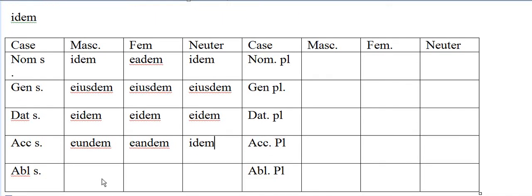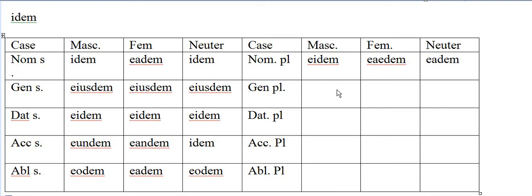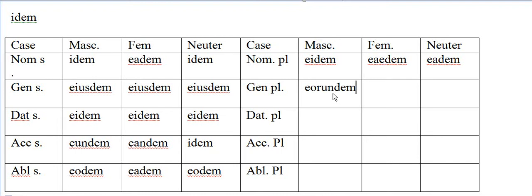The ablative, eodem, eodem, eodem, eadem, eodem. Notice how it's following the usual first-second pattern after we get from the dative singular to the accusative singular. Notice here I changed my M to an N.